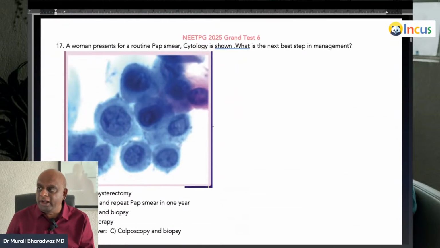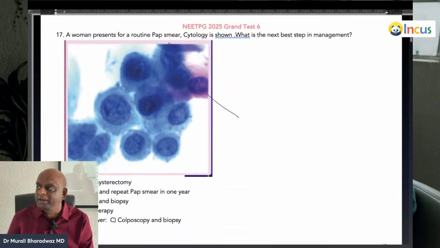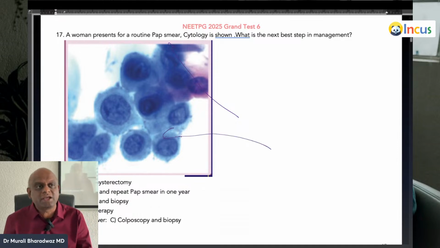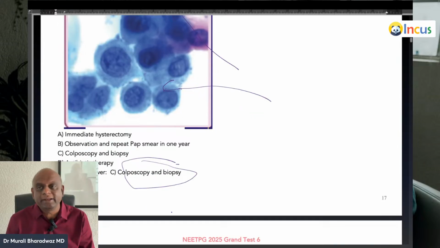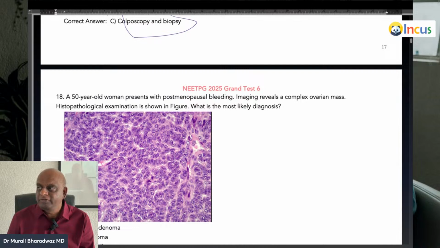A woman presents with routine pap smear, cytology is being shown. So cytology is showing dysplastic changes with hyperchromatic nuclei. That's the reason you need to do colposcopy and biopsy.